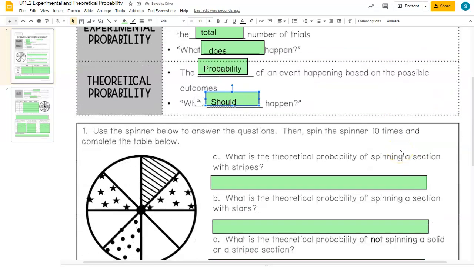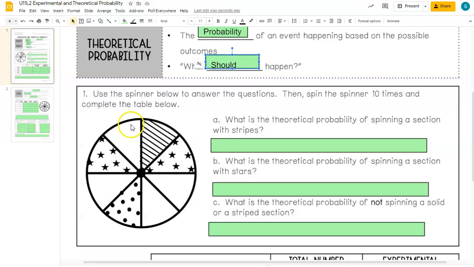Okay, now we're going to use a spinner, and we're going to look at this situation here, and we're going to ask, what is the theoretical probability? Oh, I guess we should spin it 10 times. So we're going to put a little spinner on here. We're going to collect our results. Now it is challenging for me to do that here, but I'm going to do it over here with my simulator. I will be right back.